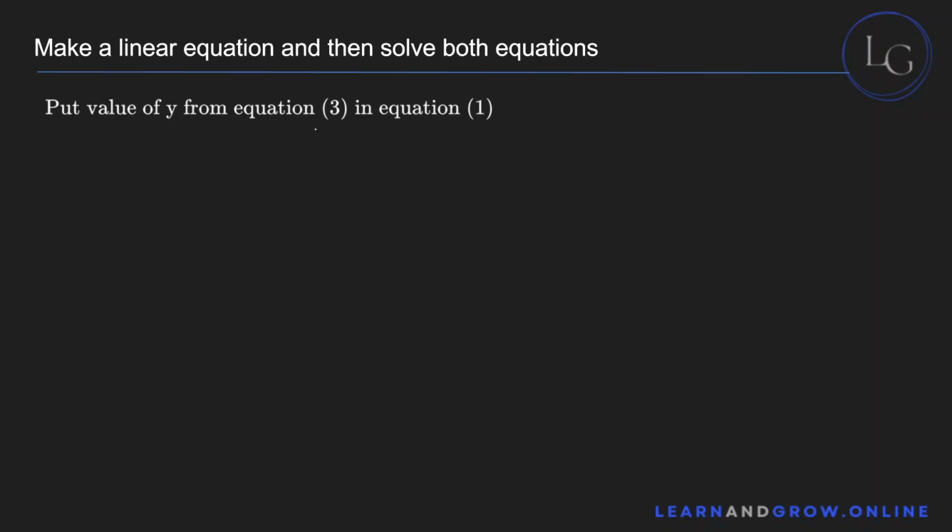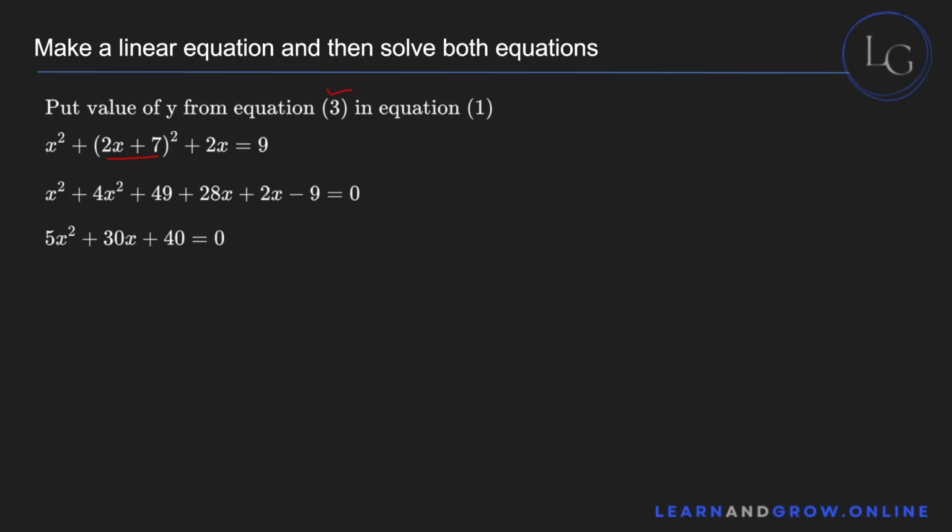Now put the value of y from equation 3 in equation 1. So basically we found equation 1 earlier, the second equation given in the question, and you'll replace y with 2x plus 7 from equation 3. Now once you expand this and do all the calculations, you get this quadratic equation over here. Take 5 common outside and then divide 0 by 5, and so you'll get this quadratic equation.